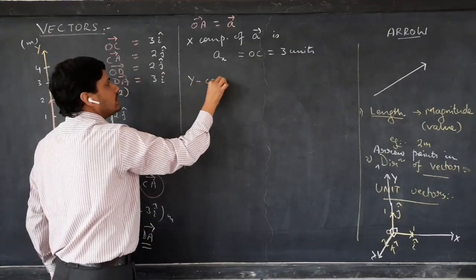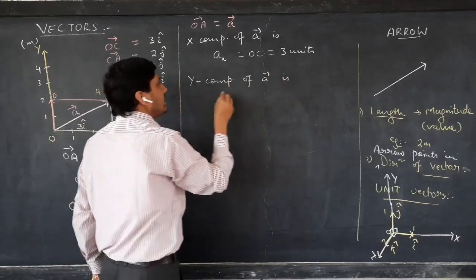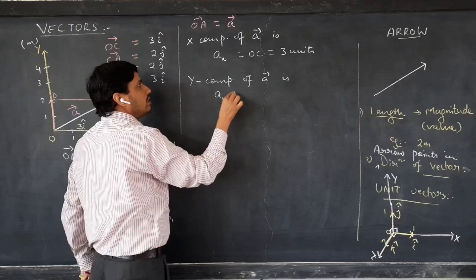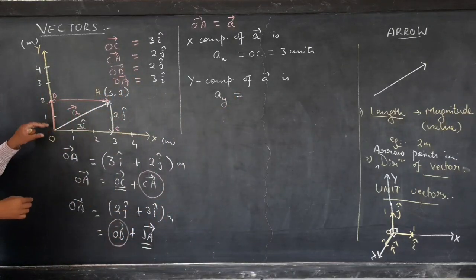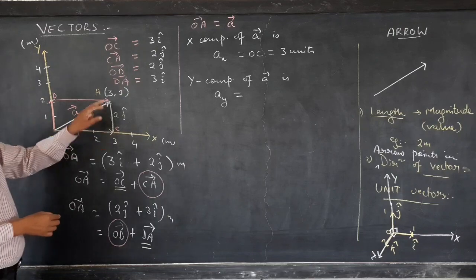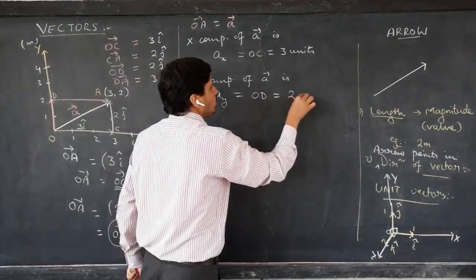Likewise, y component of a vector, that we will write as a subscript y, and that will be how much? This one or this one. Either you can write OD or you can write CA, and that is how much? 2 units.